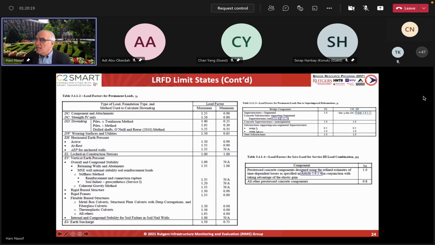So this is for the DC component and attachment. Why would we have maximum and minimum? Well, the maximum is really when the dead load is behaving against your design, meaning that it's not helping you. Whereas the minimum is used when dead load is helping you. How would the dead load be helping you? Well, if you have uplift wind, let's say, or in a very highly skewed bridge, you might have uplift at that acute angle there.